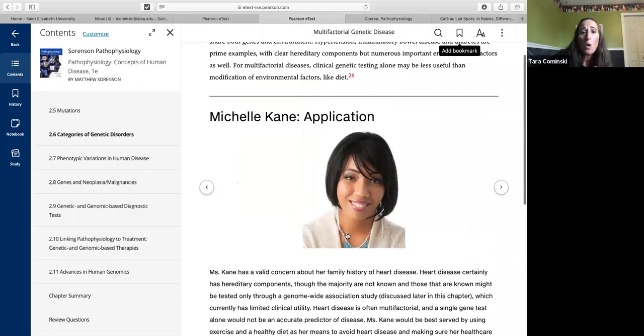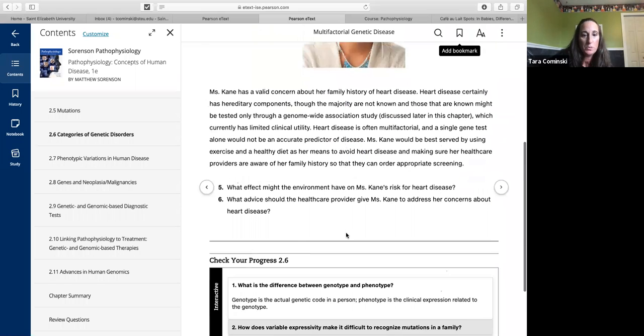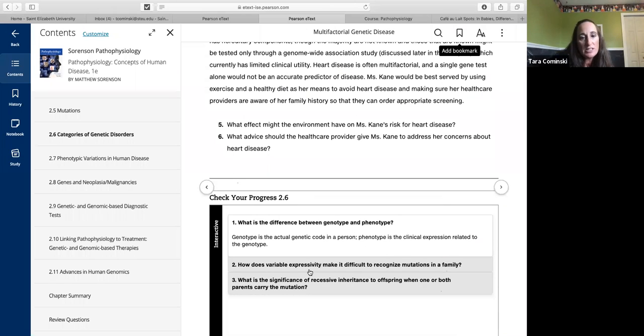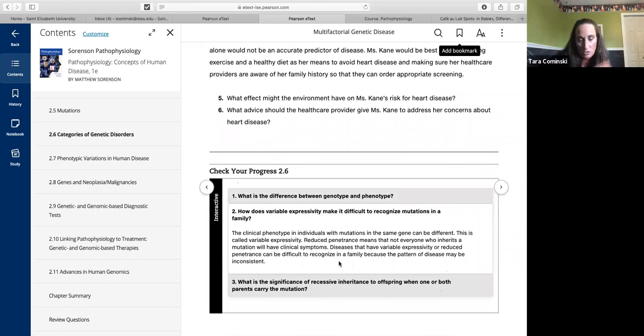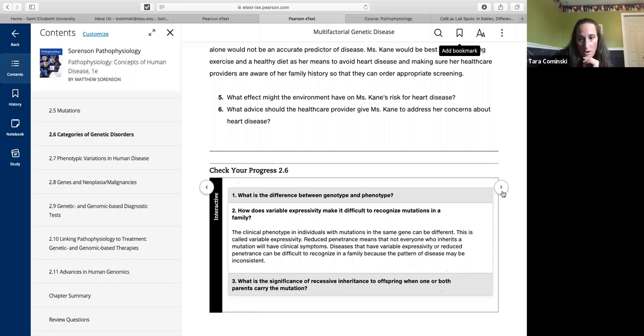One, it'll show you all the case studies here too. And like I said, there are lots of check your progress questions throughout the textbook. If you have this e-text version, you can click on them and it will give you the answers. These are little checks on whether you know what was presented in the chapter.